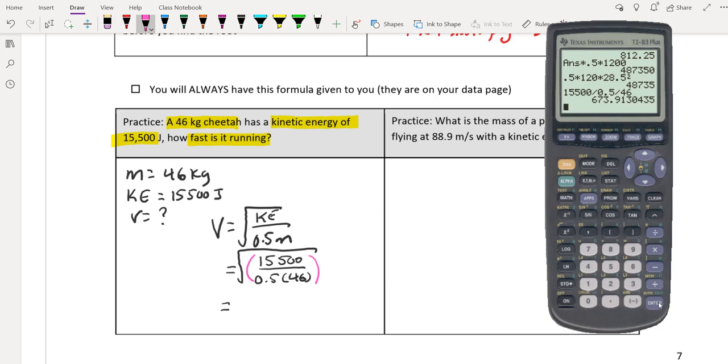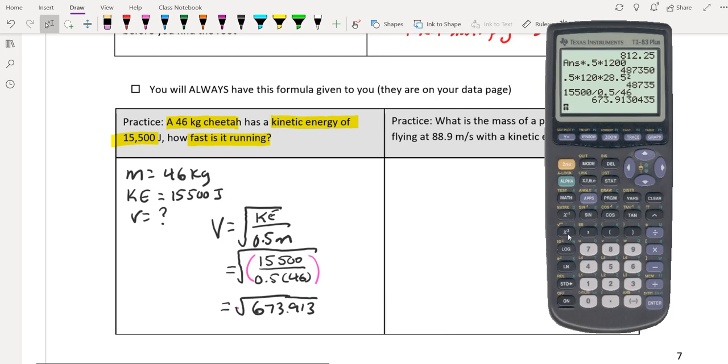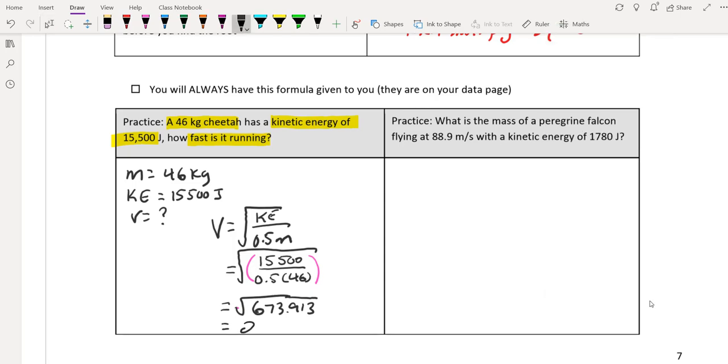673.913. So we're going to need to take the square root of that number. I'm going to just use the memory inside of my calculator, so I don't have to write that number down. So square root of my previous answer, and it equals 25.959. So this is saying our velocity is 26 meters per second.